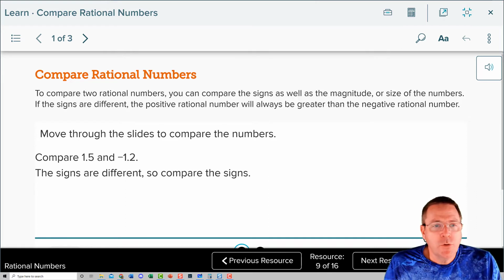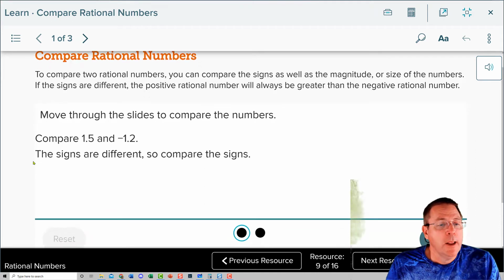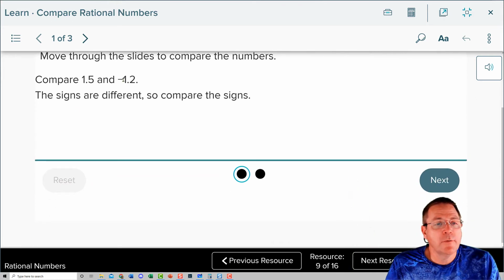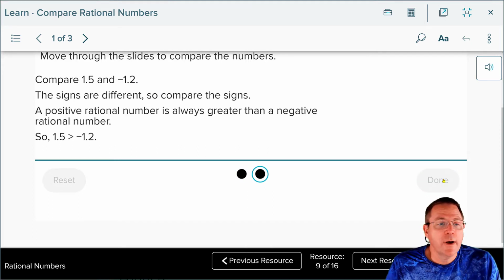To compare two rational numbers, you can compare the signs as well as the magnitude, or the size, of the numbers. If the signs are different, the positive rational number is always going to be bigger than the negative rational number. That's pretty simple to think about. So you're comparing positive 1.5 and negative 1.2. The signs are different, therefore you know that the 1.5 is going to be greater than the negative 1.2. The alligator is going to eat the 1.5 every time.